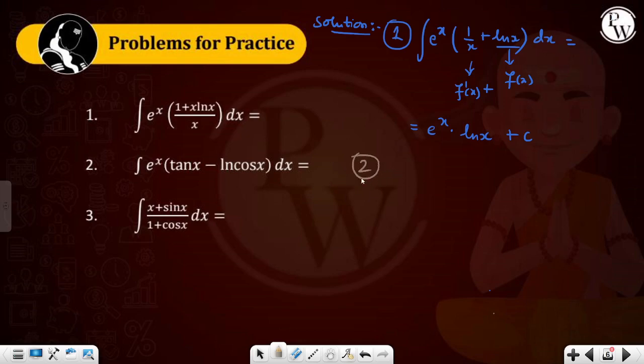e to the power x tan x minus ln cos x. Okay, I want you to know one formula of logarithm. Can we write it as e to the power x tan x plus ln sec x? Can we write it in this way?